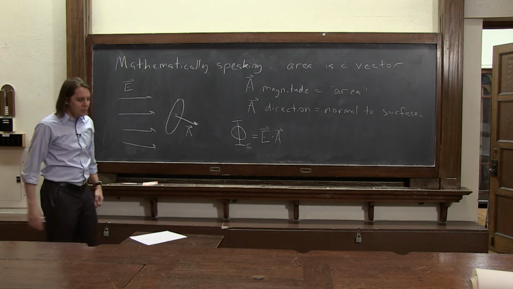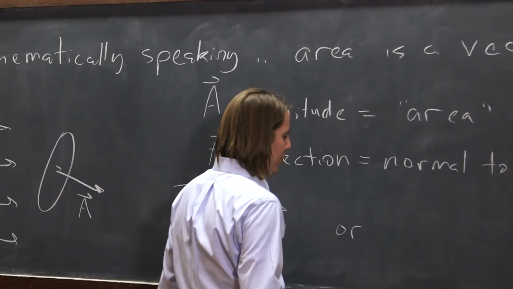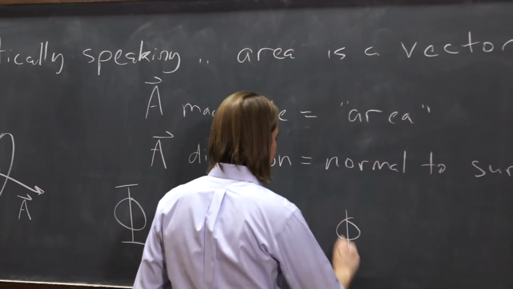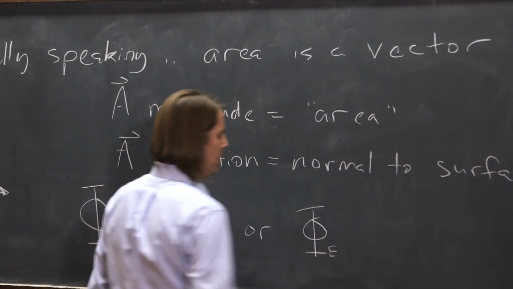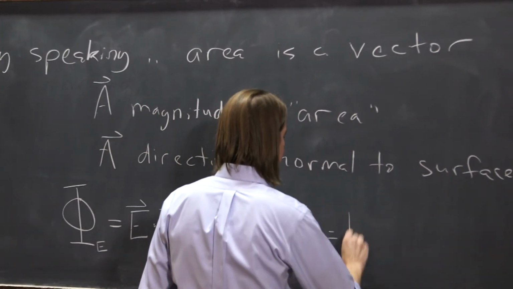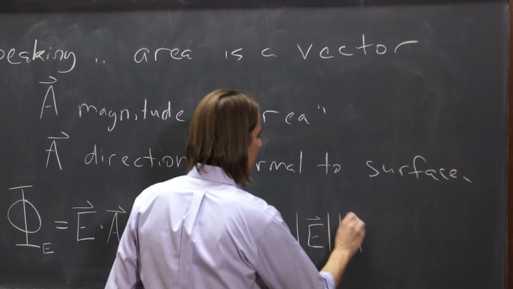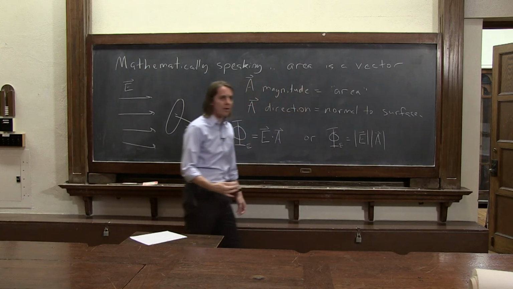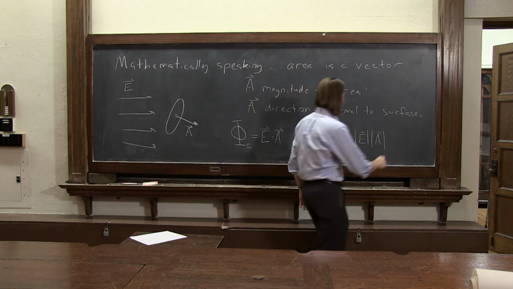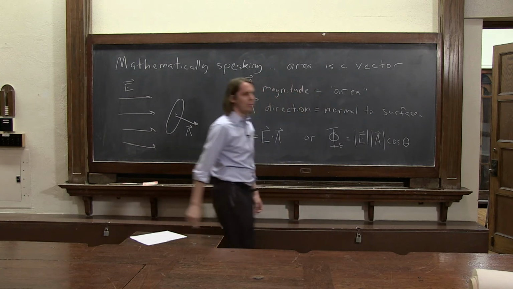In most of the problems we do in freshman physics, you want to think of it more in polar coordinates, and you'd write it like this. Phi E, the flux of the electric field, is the magnitude of the E field times the magnitude of the area vector A times the cosine of the angle between them.